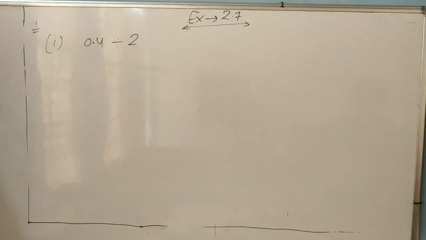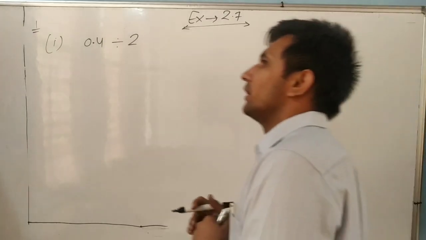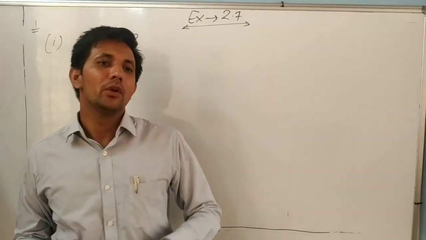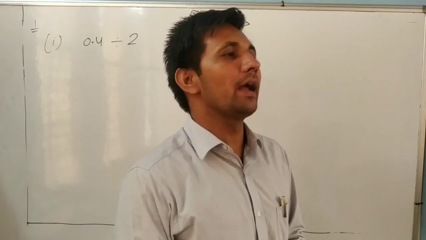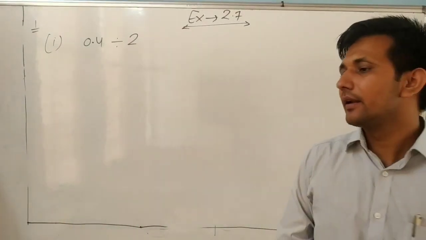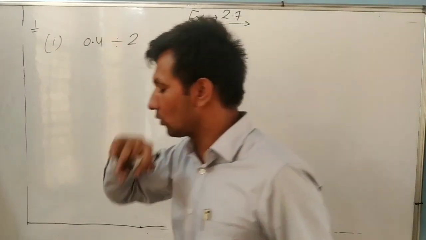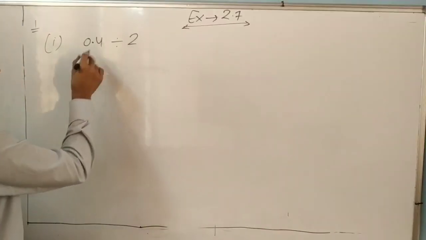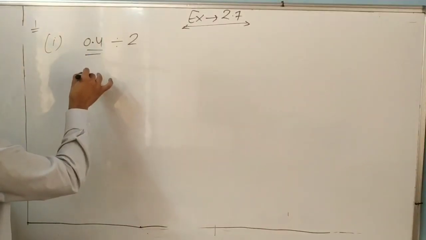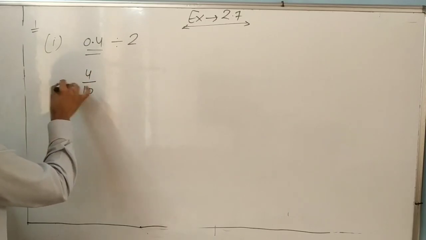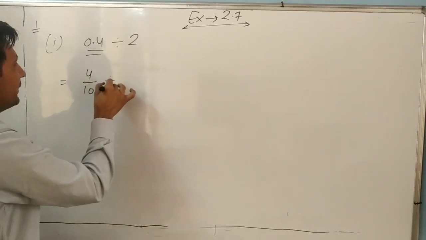Now, dear, exercise 2.7. In exercise 2.6, we learned how to multiply a fraction and a number. Now we will learn how to divide a fraction by a number. Look here, 0.4. How can we write it? 4 upon 10. Remove the decimal and divide by 2.